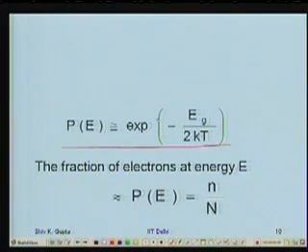Probability of occupation of an energy level is also equal to the fraction of electrons being there. And that fraction of electrons at energy E is this probability, and I call this small n by capital N. Small n is the number of electrons which are just at the bottom of the conduction band, and capital N is the number of electrons which could have been excited to reach there.